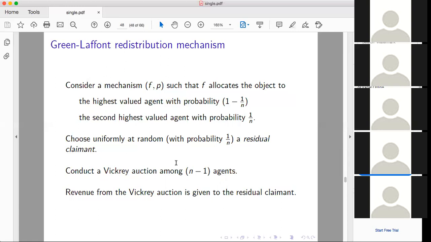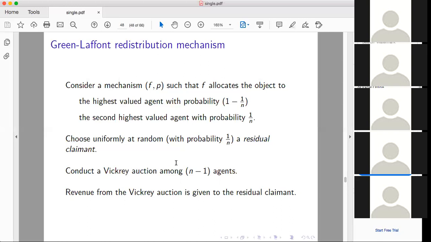So it does not give the object to the highest valued agent with probability 1. In fact, the allocation rule is as follows. It gives the object to the highest valued agent with probability 1 minus 1 over n, and to the second highest valued agent with probability 1 over n. So to start with, the total surplus or total value realized by this mechanism is no longer T1. It's T1 times 1 minus 1 over n plus T2 by n.